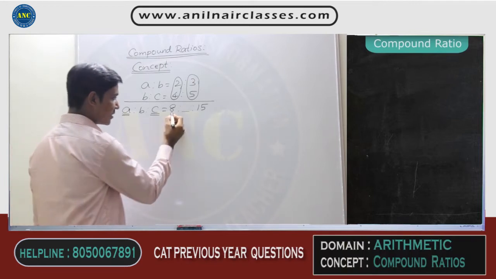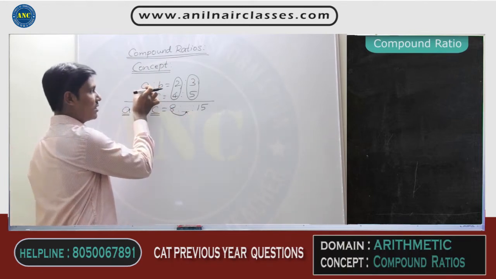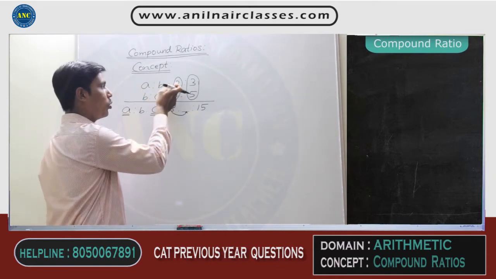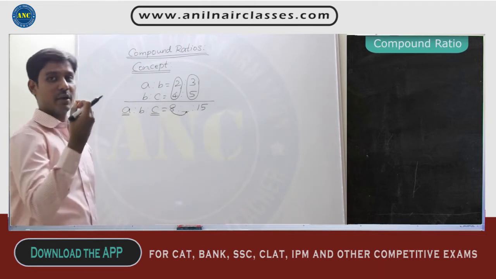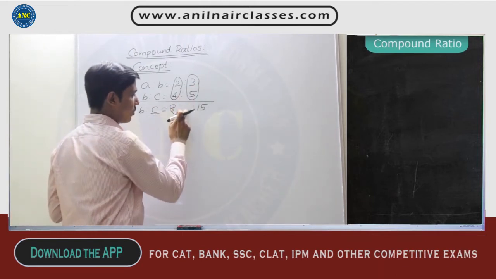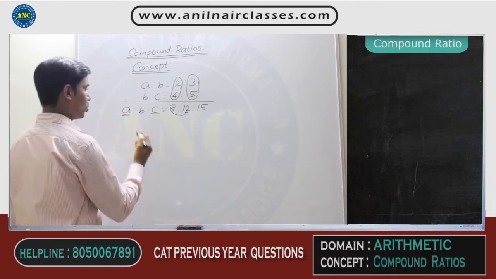Now, this is nothing but A is to B. Compare with the original A is to B. In the original A is to B, the A value is 2, but here it is 8. 2 is becoming 8, multiply by 4. 3 also multiply by 4. What is 3 into 4? 12. That means here it should be 12. Answer is 8 is to 12 is to 15.